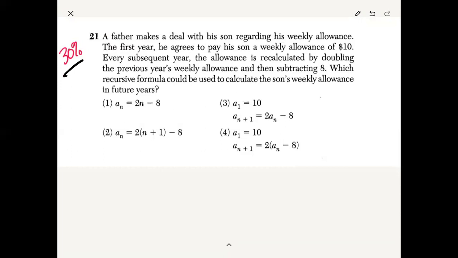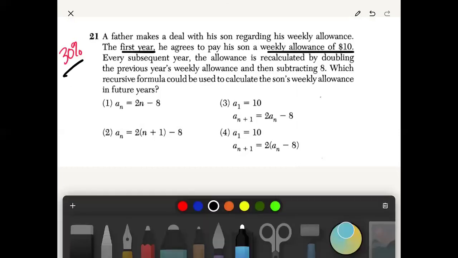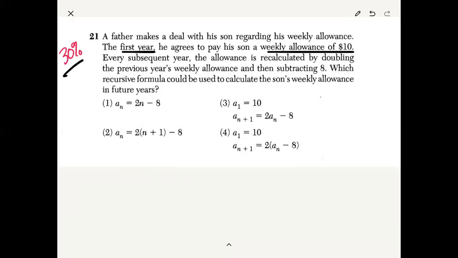But it says a father makes a deal with his son regarding his weekly allowance. The first year, he agrees to pay his son a weekly allowance of $10. So the son is getting $10 every week. And then it says every subsequent year, the allowance is recalculated by doubling the previous weekly allowance and then subtracting 8. So it says, which recursive formula could be used to calculate the son's weekly allowance.